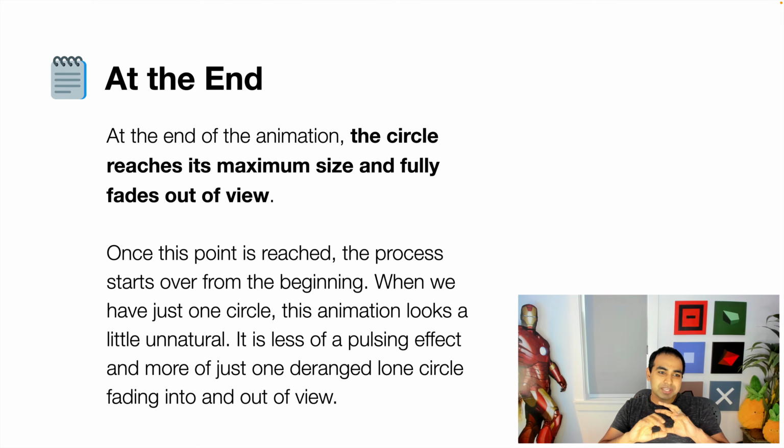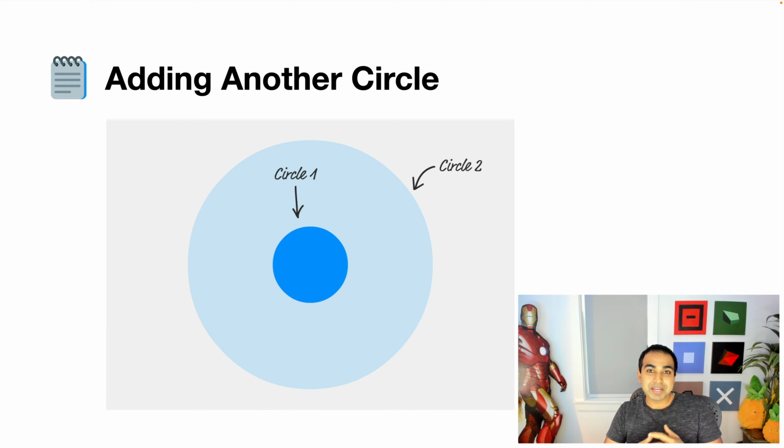Now the thing to notice is that this is a cycle. The circle reaches maximum size and fully fades out of view, and the process immediately starts over from the beginning. So when we have just a single circle, you can imagine that it's going to look a little unnatural. You'll see a single circle getting really large and slowly fading out, disappearing, and then suddenly starting back up again, where it starts off very small and keeps expanding. And it becomes less of a pulsing effect and just something that's very odd looking. So the solution is to add more circles.